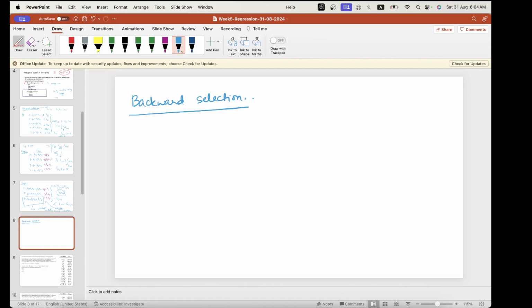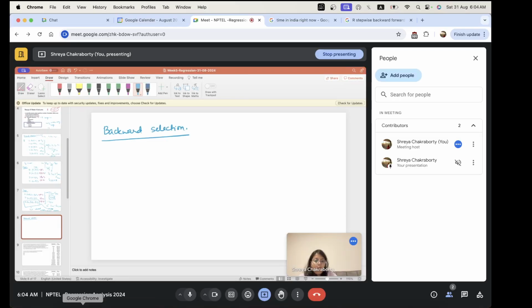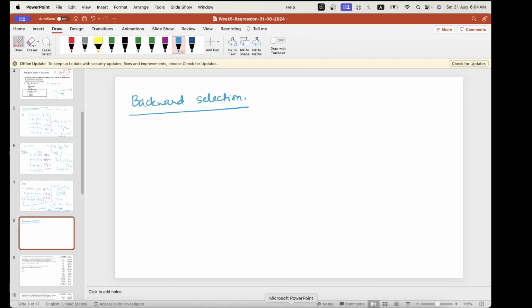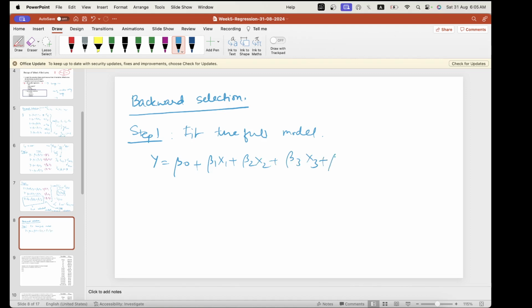So where were we? Okay, we were discussing how backward selection would work for us. The procedure remains the same, but instead, in step 1 we fit the full model. So we would fit y equal to beta naught plus beta 1 x1 plus beta 2 x2 plus beta 3 x3 plus beta 4 x4 plus beta 5 x5.